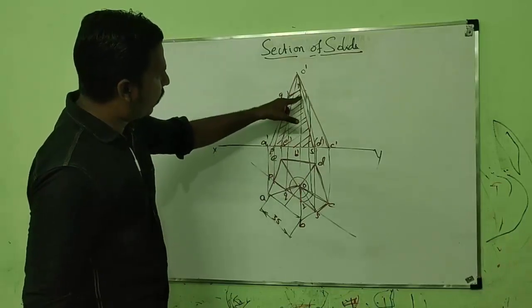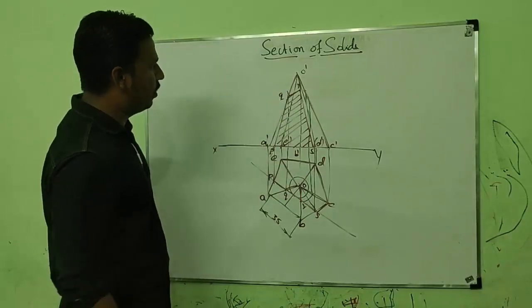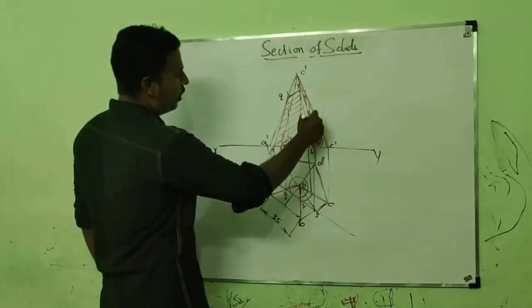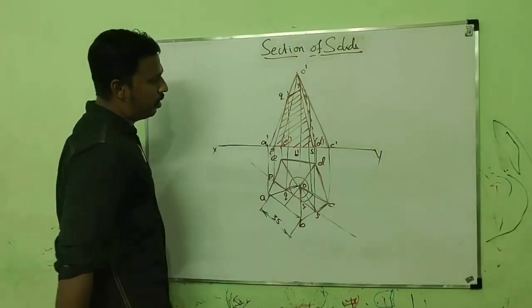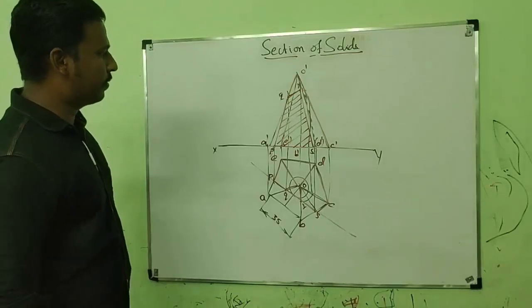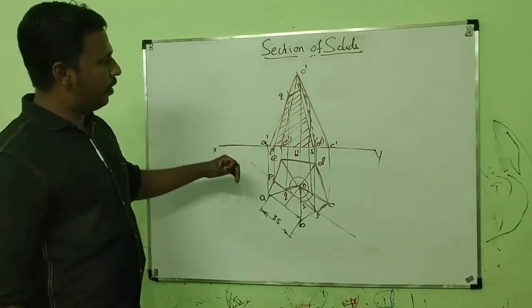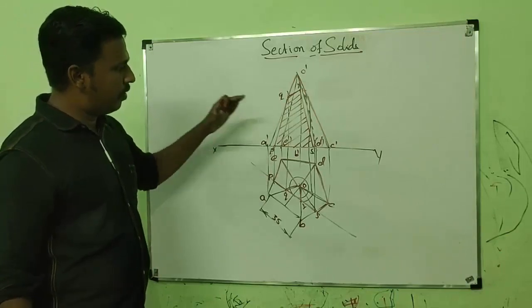OD is here, that is in the back side of the solid. So we have to draw OC using dotted lines. We have to draw OD using dotted lines. So now we have drawn the top view, section and front view.